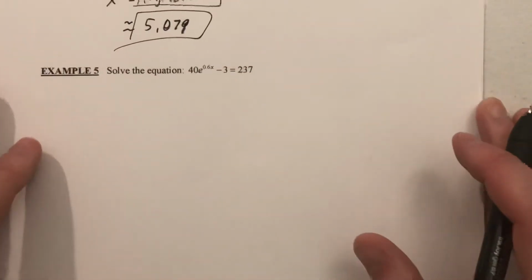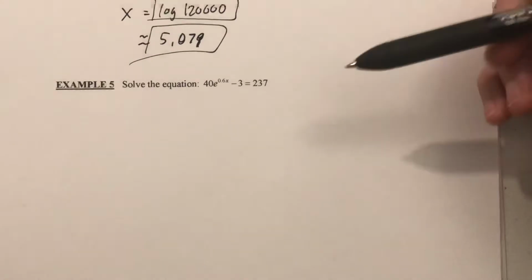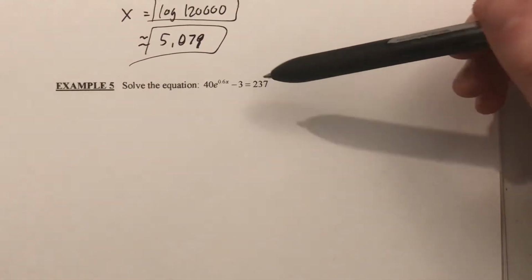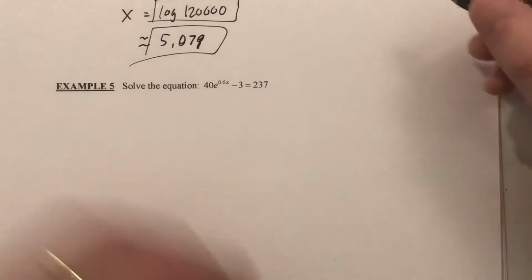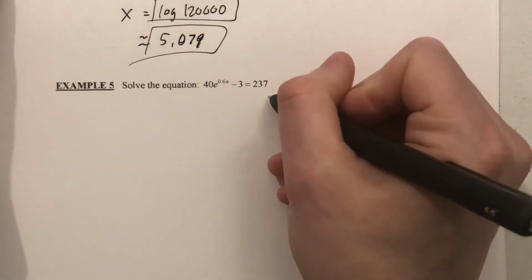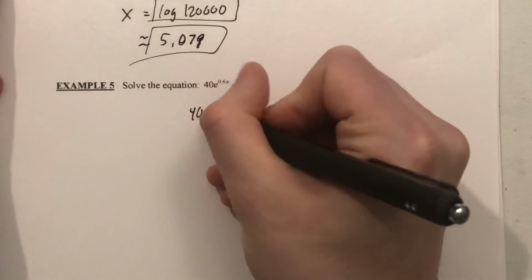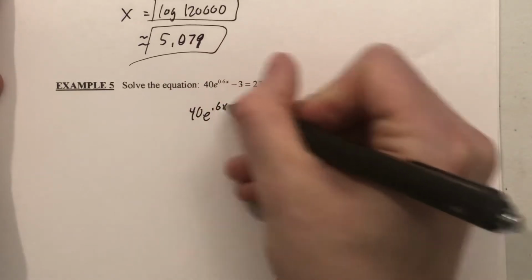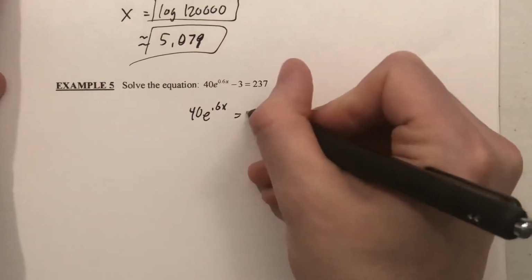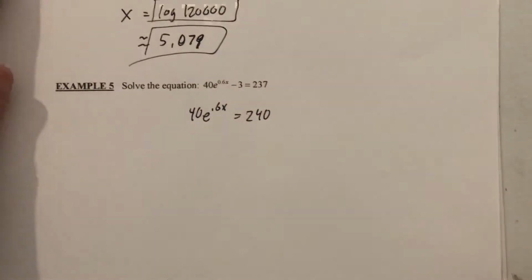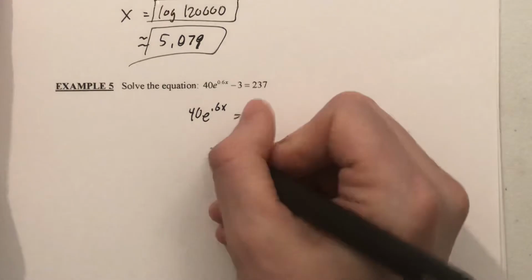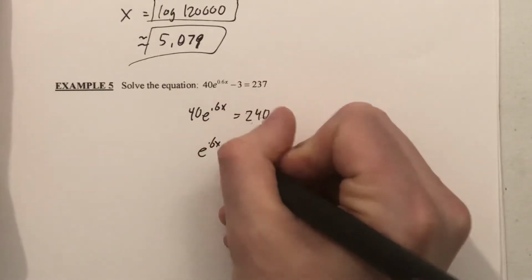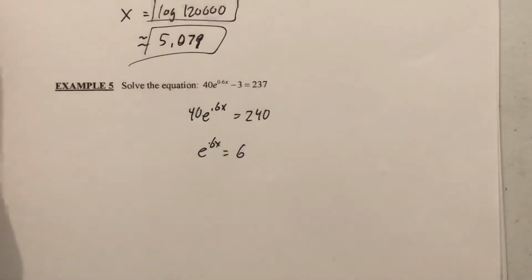Third one here, a little more involved, because remember, we have to isolate the exponential expression. Well, right now, this e to a power has a lot of stuff going on around it. So we'll do things like move the 3 over. So 40 e to the 0.6x, but add the 3 over, turns that into a 240. We don't even want that 40 there. We got to get rid of that first. So we'll divide both sides by 40 and get that to be a 6.